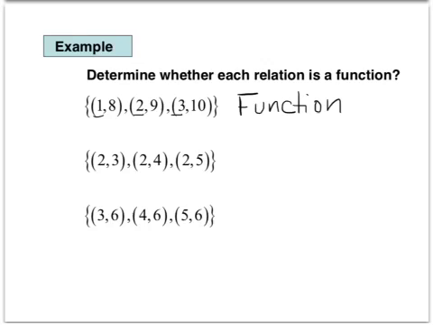Now in the second one, we've got 2. It shows up as the first component of each of these. So in our domain, the only number we have is 2. But it is paired up with 3 different numbers from the range. So this one is not a function.